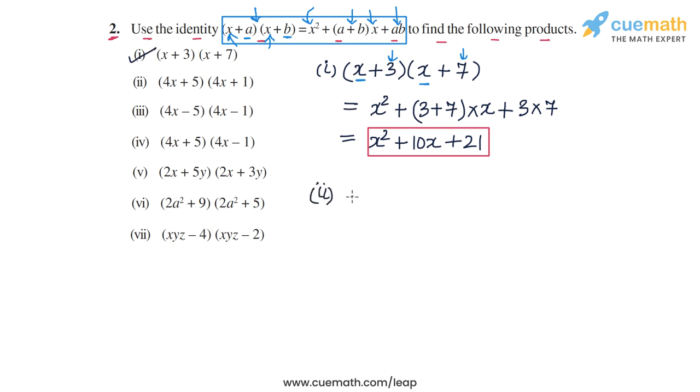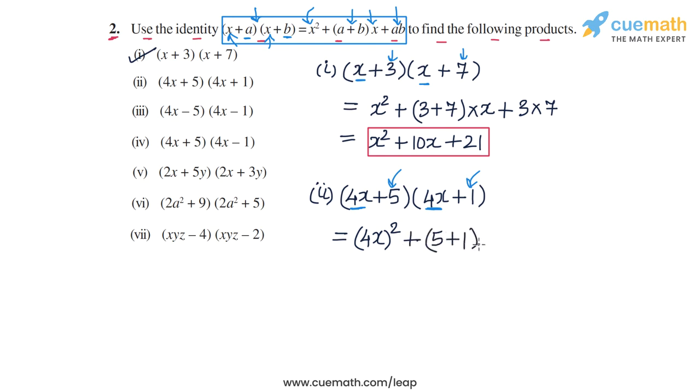In part 2, we have the product (4x + 5)(4x + 1). So in this product, the common part in the two binomials is 4x. So you have 4x in both the binomials, and the non-common terms are 5 and 1. So let's apply the identity now. We take the square of the common part, so (4x)². Then we add the non-common terms, so we add 5 and 1, and we multiply it with the common term, so (5 + 1) into 4x. And then the third term is the product of the non-common terms, so 5 into 1.